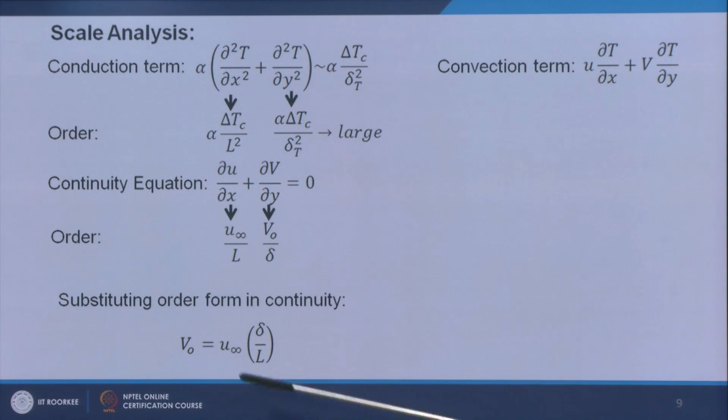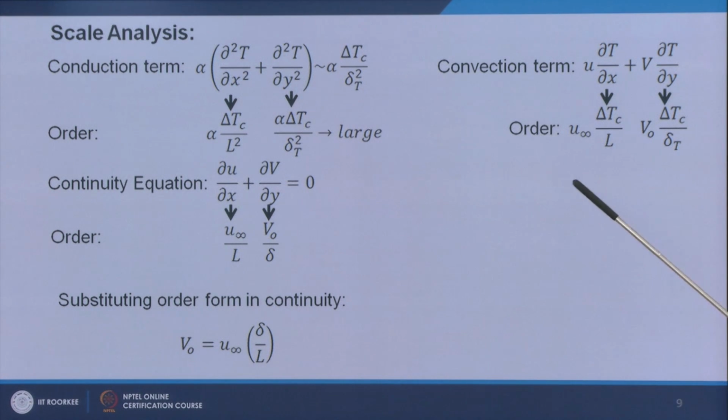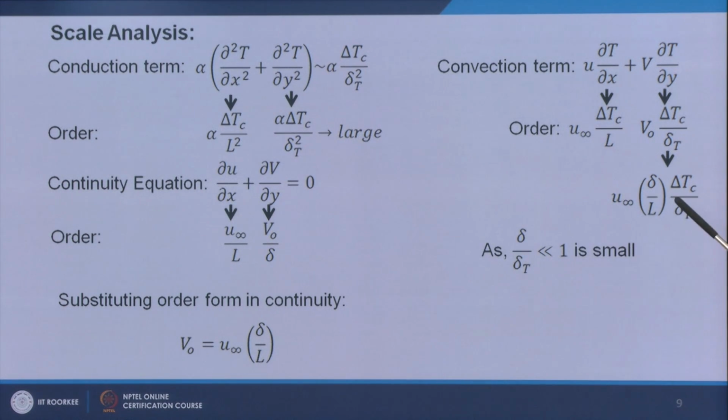So once we find out v naught, we can now get the order of the convection terms. So here the first term becomes u infinity delta Tc by L, and the second term becomes, for v we are taking v naught, so v naught into delta Tc by delta T. Remember here we have taken delta T for the perpendicular direction. Now this v naught, as we have already found out, let us try to reduce this. So in place of v naught we put u infinity delta by L from here, okay, and this actually becomes u infinity delta Tc by L, which is this term, multiplied by delta by delta T.